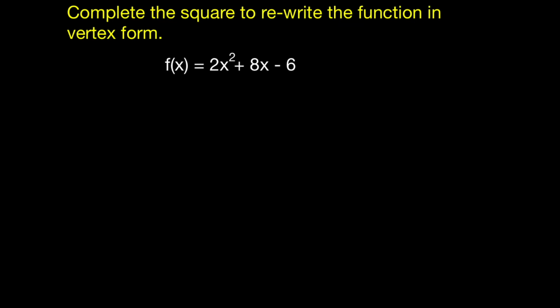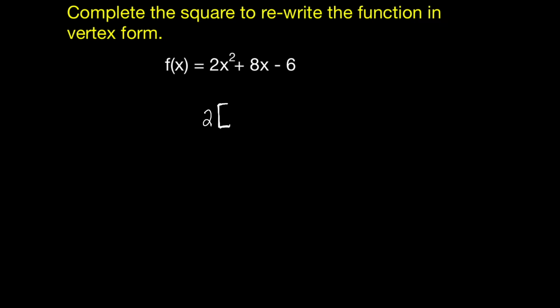Complete the square to rewrite the function in vertex form. I'm going to rewrite this function by concentrating on the x squared term and the x term. And notice that here, since my leading coefficient is not 1, I'm going to have to factor this number out. So here I'm going to be left with 2. And I'm going to use brackets, and this will become more apparent as we progress.